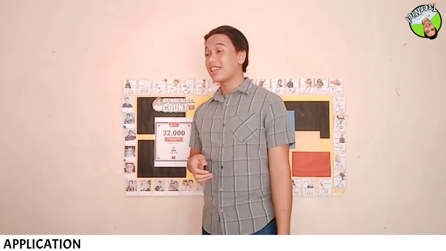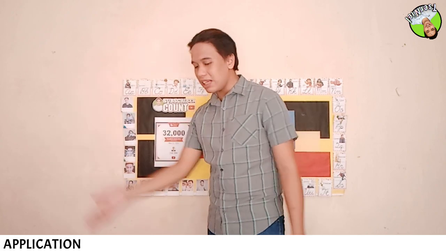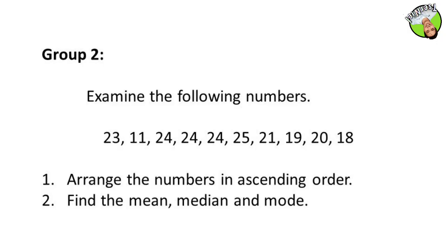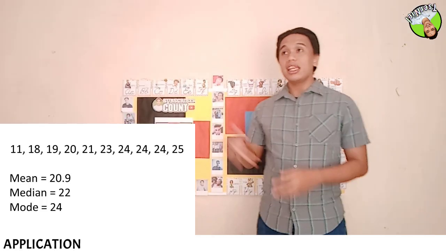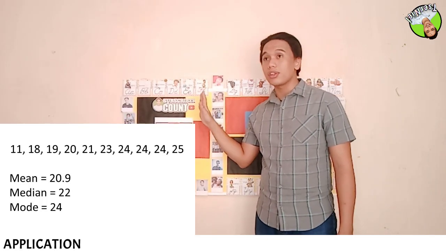Who is your reporter? Stephanie. Okay, please come here in front. For group 2, they have to identify the mean, the median, and the mode for the numbers 23, 11, 24, 24, 24, 25, 21, 19, 20, and 18. Are the numbers arranged properly?